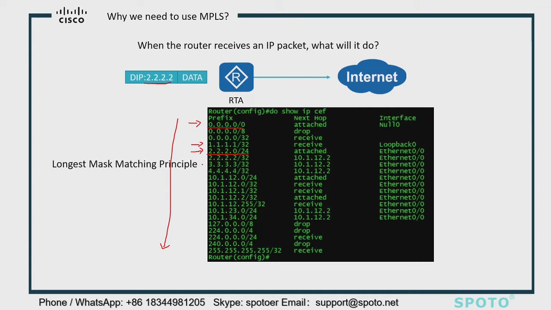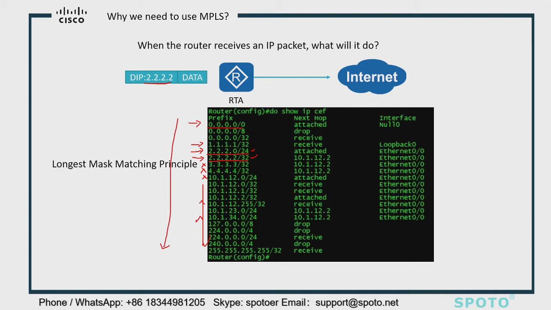So we need to do this. The next one is 2.2.2.2, and actually we found this one can also match the destination IP address. But we found that the mask length is different: this one is 24, this one is 32. So we keep going to try to find the routing addresses that can match the destination. For this one, 3.3.3.3, no. This one, no. All the last addresses cannot match the destination IP address.